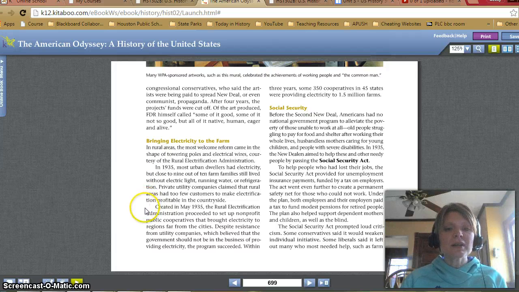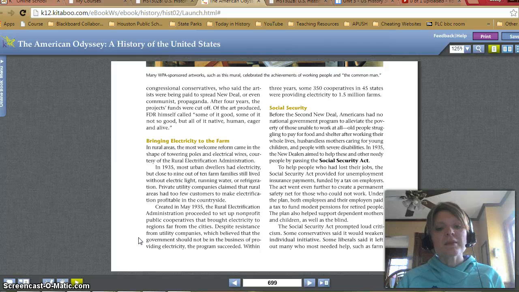Private utility companies claimed that rural areas had too few customers to make electrification profitable in the countryside. Created in 1935, the Rural Electrification Administration proceeded to set up nonprofit public cooperatives that brought electricity to regions far from the cities. Despite resistance from utility companies, which believed the government should not be in the business of providing electricity, the program succeeded. Within 3 years, some 350 cooperatives in 45 states were providing electricity to 1.5 million farms.